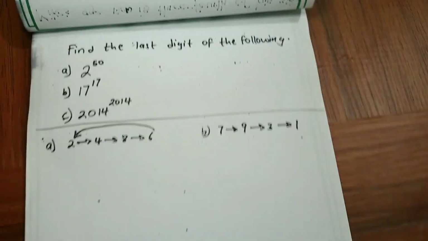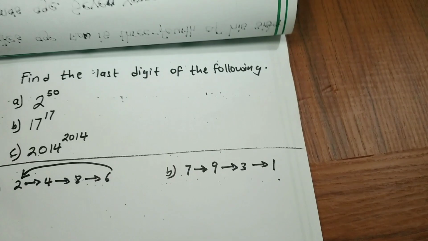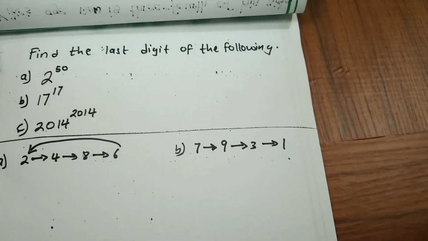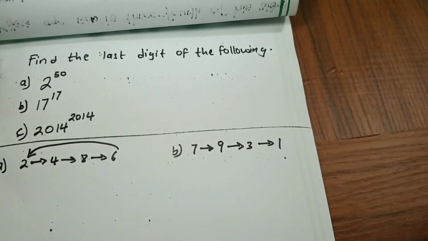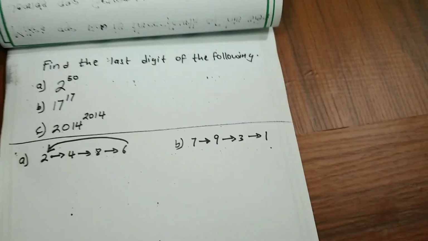Okay, so in my previous video, I spoke about the cyclicity of numbers. A quick recap: the cyclicity of a number is when you multiply a number by itself a number of times, and the last digit begins to create a pattern. It begins to create a pattern by repeating itself in a cyclical manner.